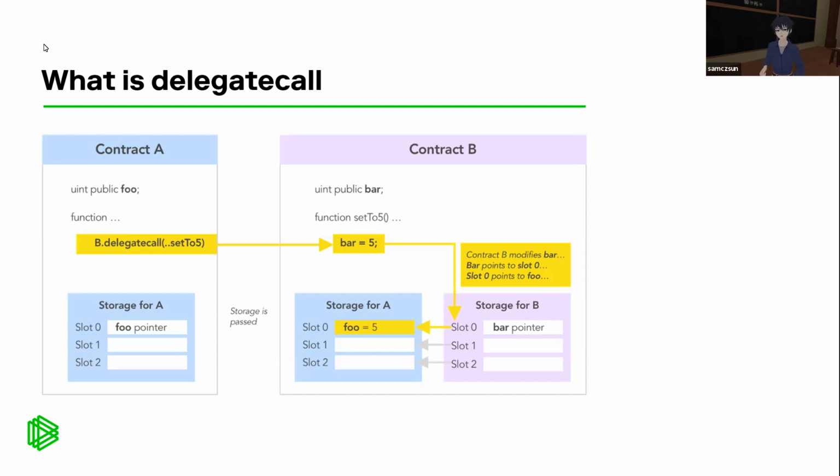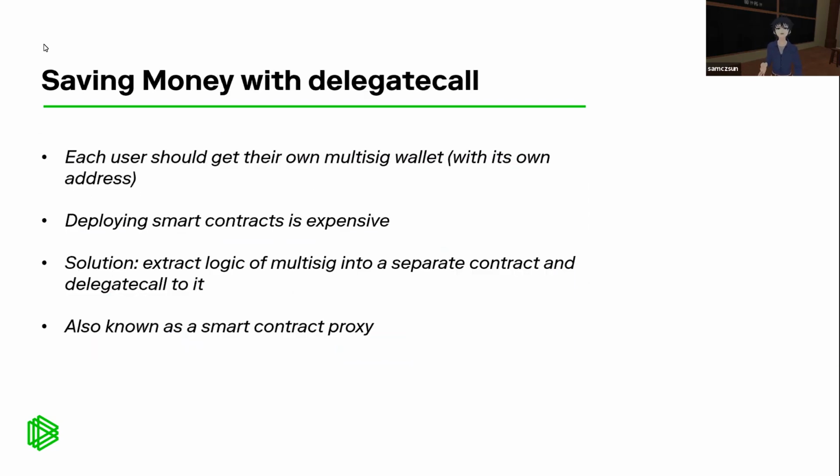Anyways, why would you want to use delegate call in the first place? One thing you might do with it is to save money. Now, considering a multi-sig wallet, each user should probably get their own wallet. Otherwise, they'll be sharing an address, and that makes it very hard for other smart contracts to authenticate them. But deploying a smart contract is expensive because for every byte of the smart contract you need to write on chain, you have to pay some ether to do so.